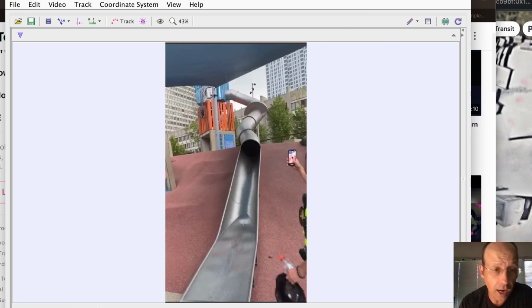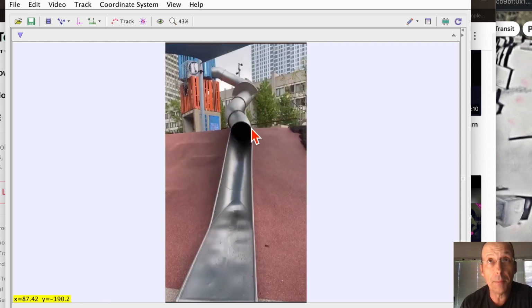But let's just get the time. So I want to get the time it takes him to go from right here coming out of the slide to the end of the slide. And then if I know that distance and the time, I can get an average velocity. It'll be a rough approximation.